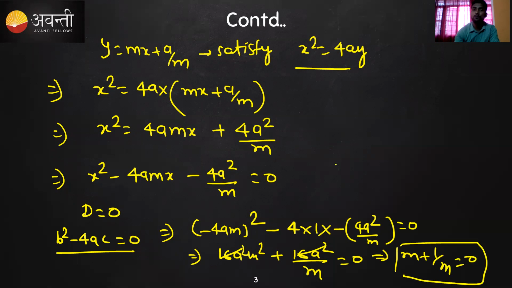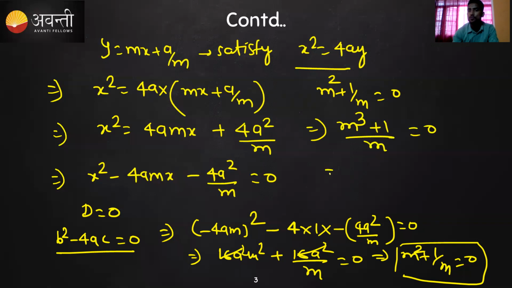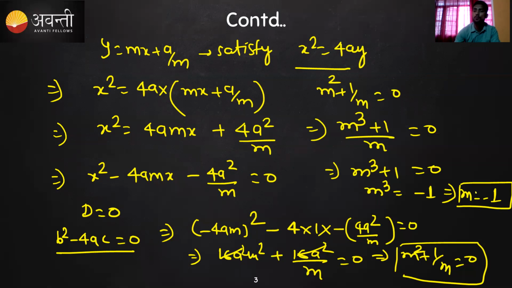Okay, so why are we doing this? Because we have to find this m value. So m plus 1 by m is equal to 0. So basically, taking the common denominator, we get m cube plus 1 divided by m is equal to 0. So from here, m cube plus 1 is equal to 0, because m will go to the other side and it will be 0. So m cube is equal to minus 1. I think everyone knows what the value of m will be. It will definitely be m is equal to minus 1. So finally, we have found the slope of this tangent that is equal to minus 1.